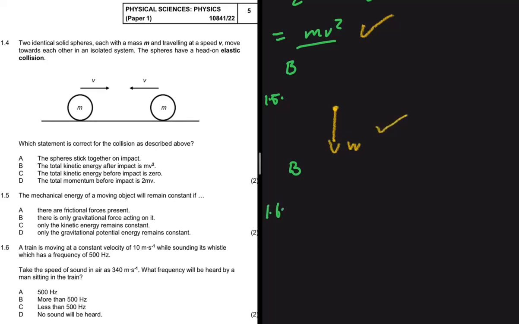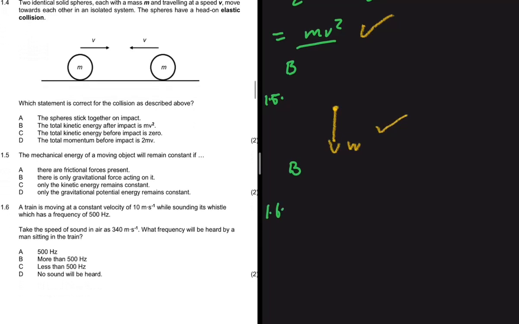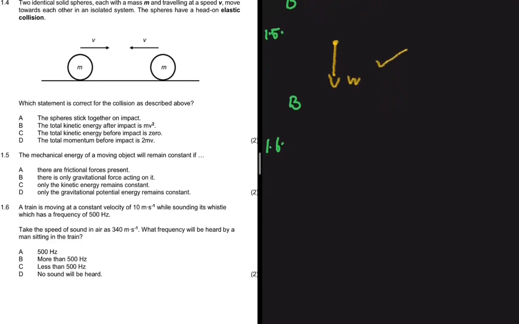1.6. A train is moving at a constant velocity of 10 meters per second while sounding its whistle, which has a frequency of 500 hertz. Take the speed of sound in air as 340 meters per second. What frequency will be heard by a man sitting in the train? So when the man is sitting on the train, the man and the train have the same velocity, right? So let me just do the math real quick.